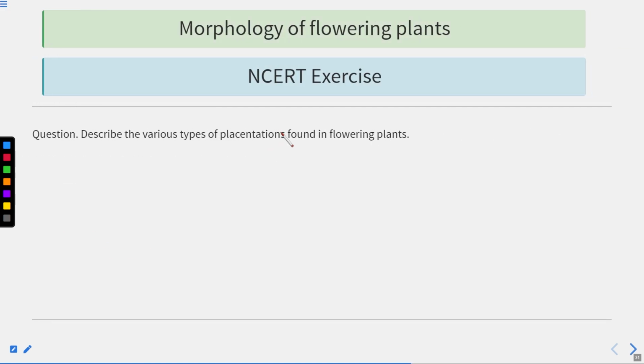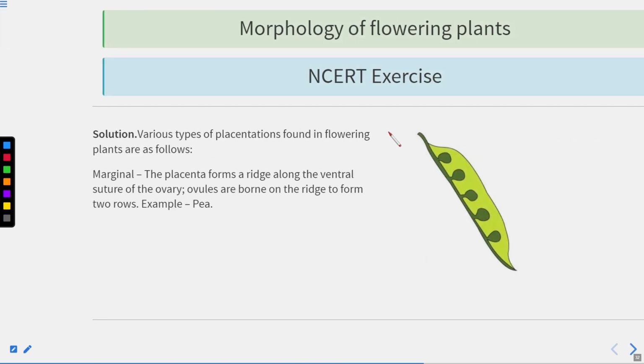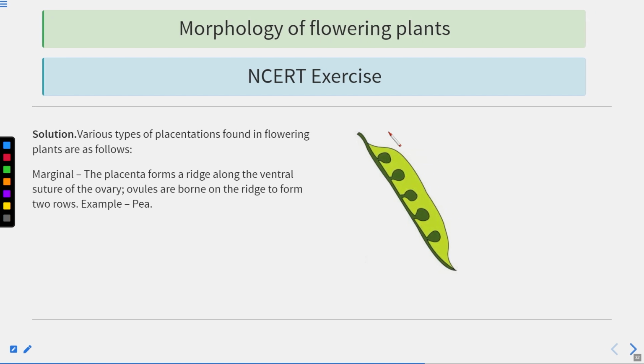Describe the various types of placentation found in the flowering plants. So what are the different types of placentation? Let us see here. The various types of placentation found in the flowering plants are as follows. The first one is the marginal.